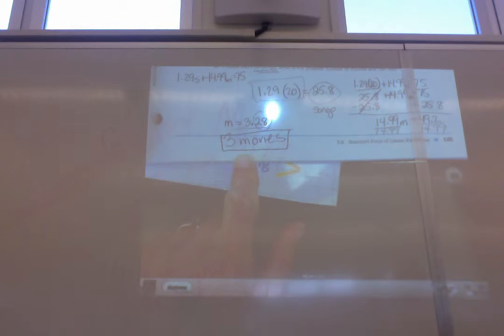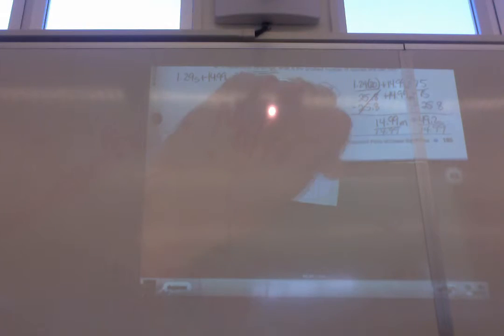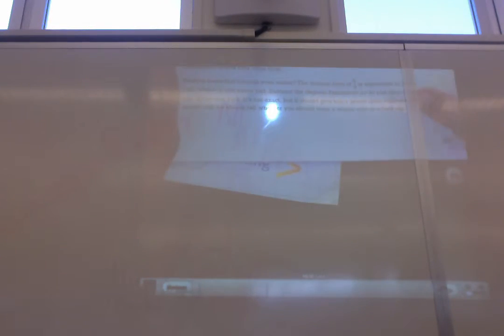Then there'll be a little bit of money left. She didn't spend it all. She could have bought a fraction of a movie, but that's not the way movies are sold. Okay, they're sold in whole numbered movies. All right? You with me? Flip the page.